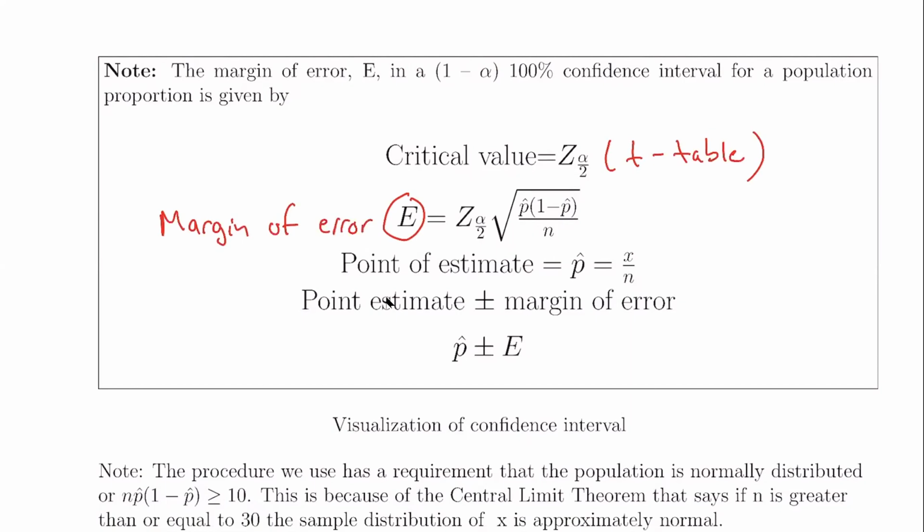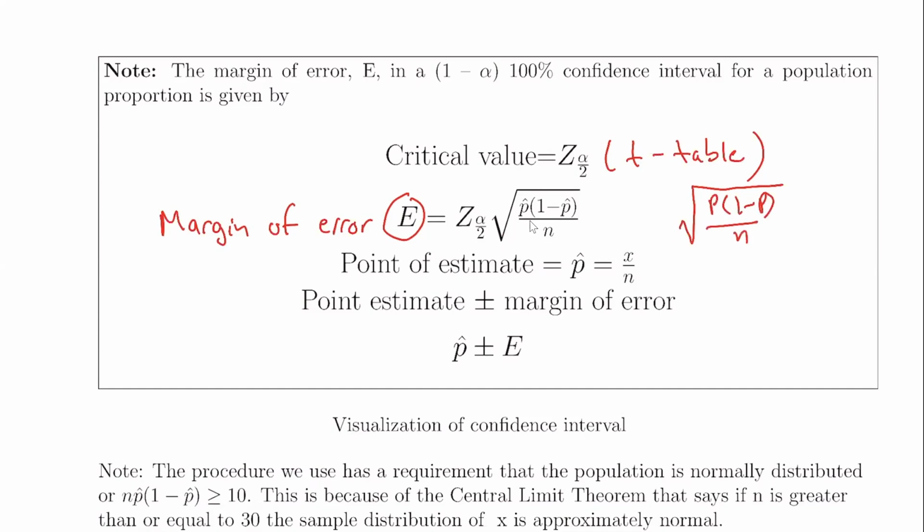So if you look at the formula, you get the Z value and you multiply it by the square root of P hat times 1 minus P hat divided by N. If you remember in chapter 8.2, we were using this formula, P times 1 minus P divided by N.